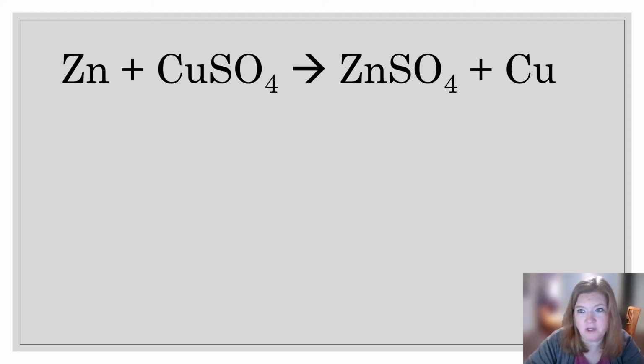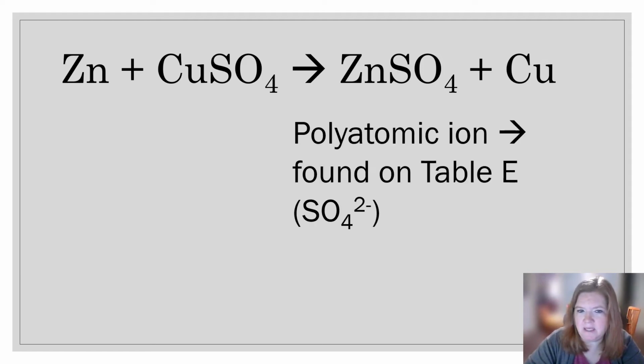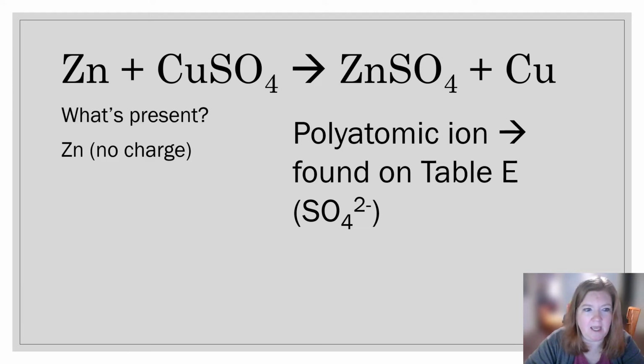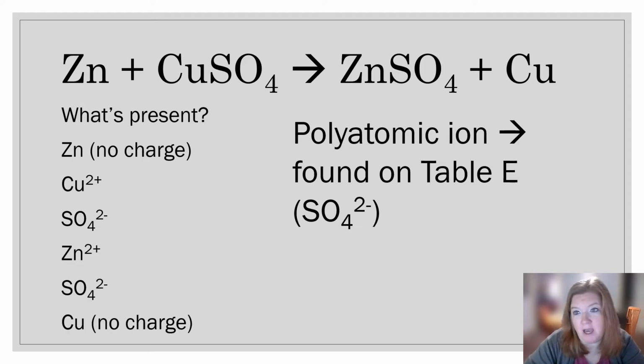Okay, here we have a reaction. We have a polyatomic ion, so to see the SO4, well, we can find that charge on table E. So I know automatically what that is. So I'm going to look at what's present. I have zinc, Zn with no charge. I have Cu +2. How do I know it's +2? Well, I already looked up SO4 on table E and I found out it's -2. And if one Cu and one SO4 completely balance, okay, there's the charge. Same idea for Zn. And then I have copper with no charge.